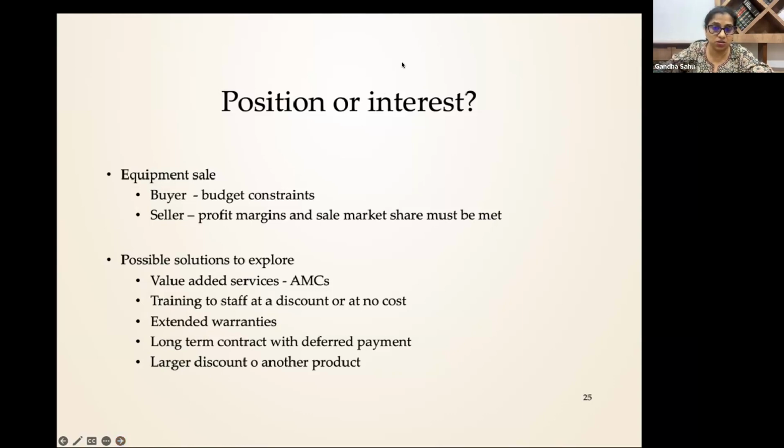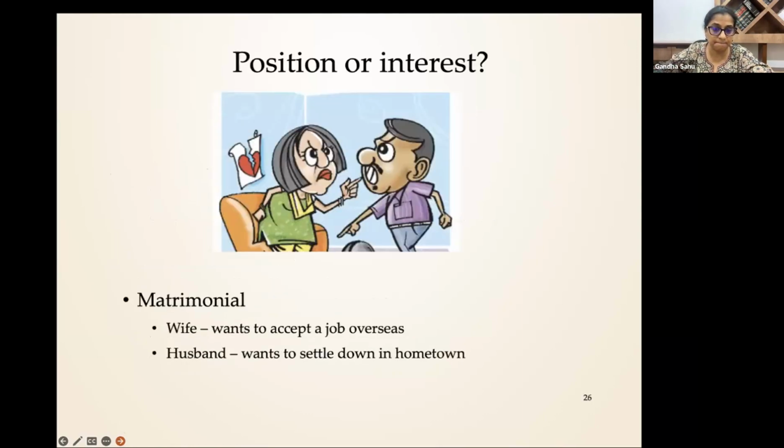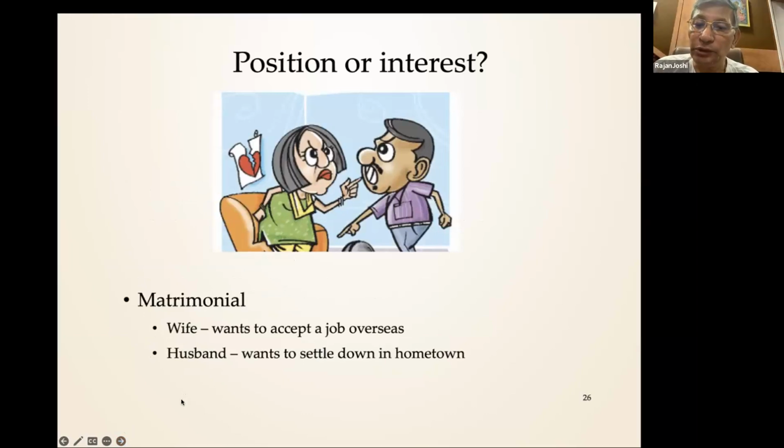Yes, Rajan? Now, in the previous two examples which you have narrated, as far as completion of the project is concerned, the time factor is a position, but completing the project itself is an interest of both the persons. Correct.